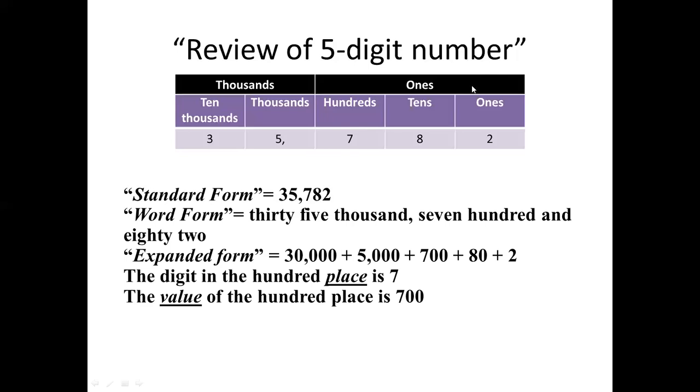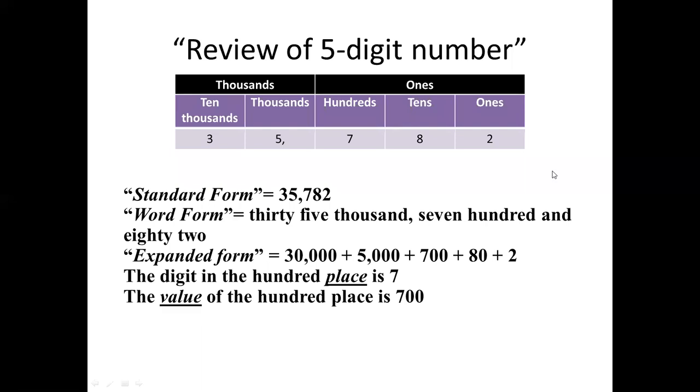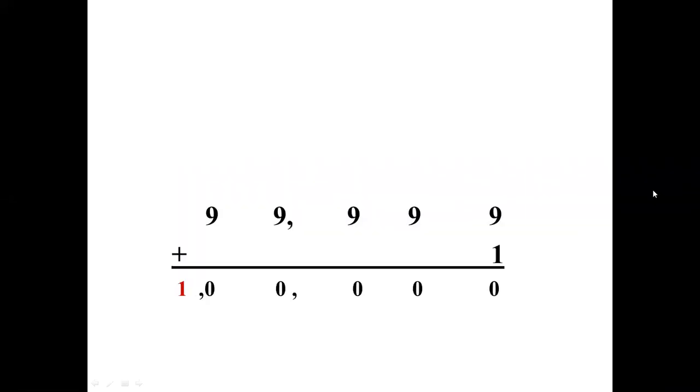These two terms are connected with each other, but have different meanings. The value of 7 is 700, but the place is hundreds, which is given over here in the place value grid. Let's move towards the next slide.